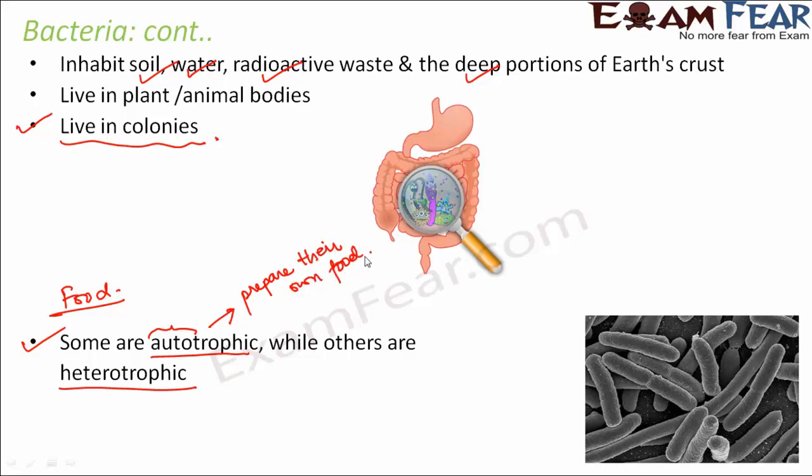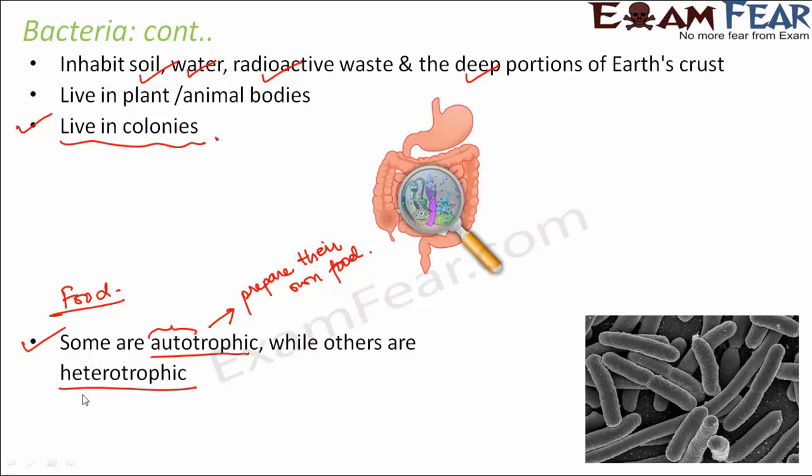Now can you give me an example of a living organism which can prepare its own food? Yes, the green plants. How do they prepare their own food? By the process of photosynthesis. In presence of solar energy, utilizing carbon dioxide and water, green plants can prepare their own food in the form of sugar. So green plants are called autotrophic. So one example of autotrophic organisms are green plants.